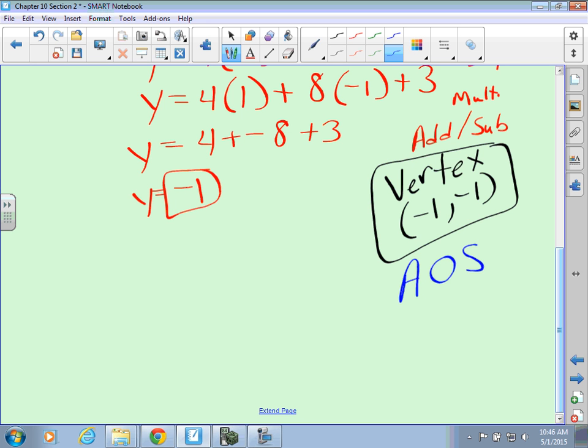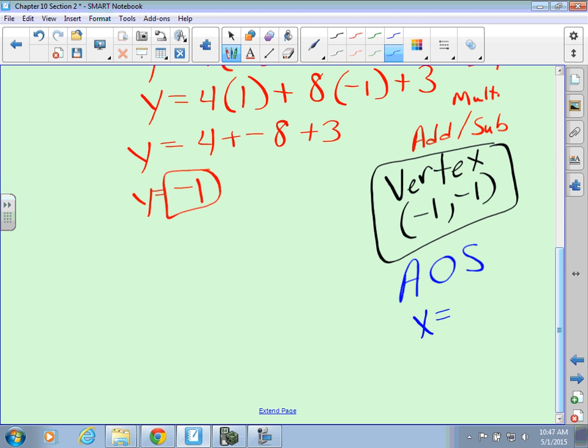So axis of symmetry is a line, and it's always going to be x equals, always, because it's a vertical line. Okay, so it's always going to be x equals, and we're going to take the number from the vertex right here. So it's going to be -1. This is the axis of symmetry. Again, it's always x equals, because it's a vertical line, and it's always the value from the vertex. The vertex is very important. Okay, questions?